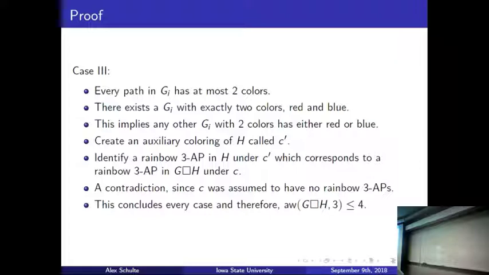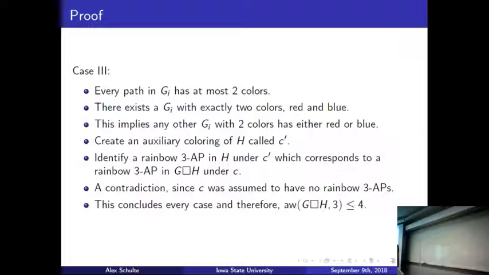So then what we did is we created an auxiliary coloring. We basically said if you're monochromatic in red, you're red. If you're red and any other color in the auxiliary coloring, you're the other color. So if you're red and blue, your vertex becomes blue, and so on.